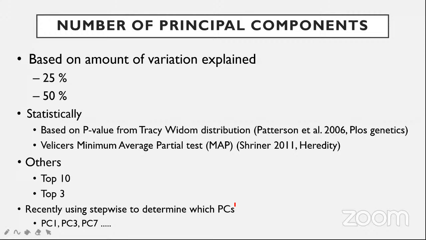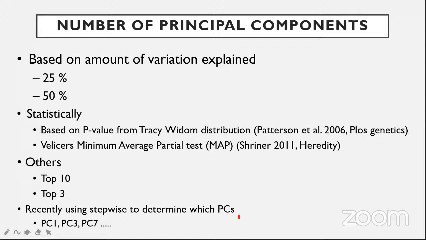So you can use components that explain, say, 25% variation. It could be 3 or 5 or 7, some number based on your sample set, or some 50% variation explained. Or statistically, you can use a p-value estimation based on the Tracy-Widom distribution, or Velicer's minimum average partial test. If you know a bit of statistics, there are about 12 to 15 methods I know for selecting the number of principal components, so that's beyond this lecture. Or you can take the top 3, top 10. It's all based on the variation explained by your sample set.